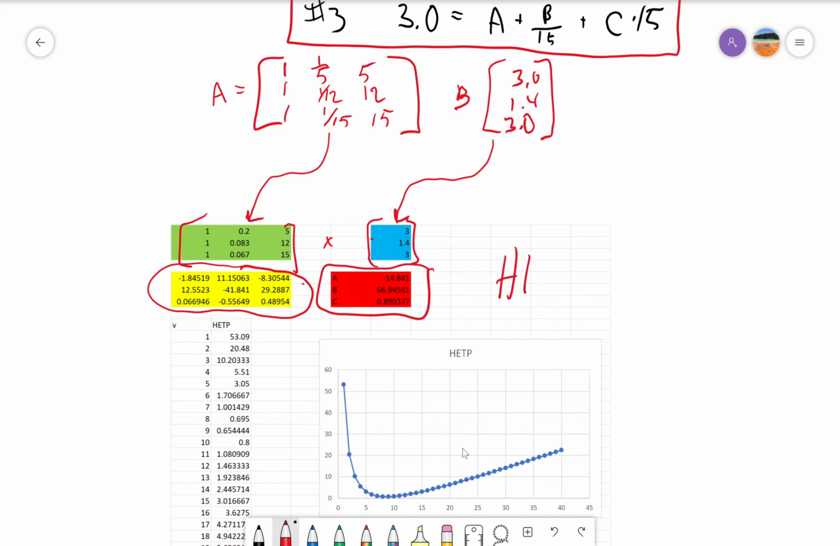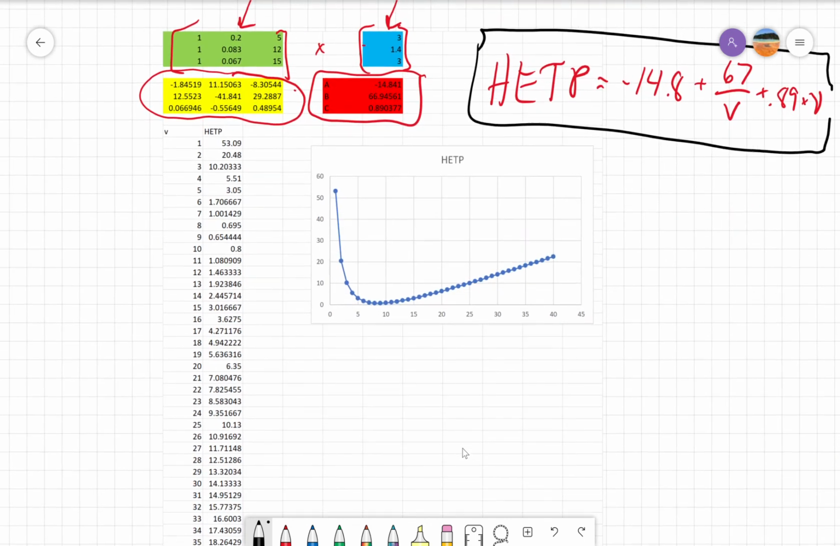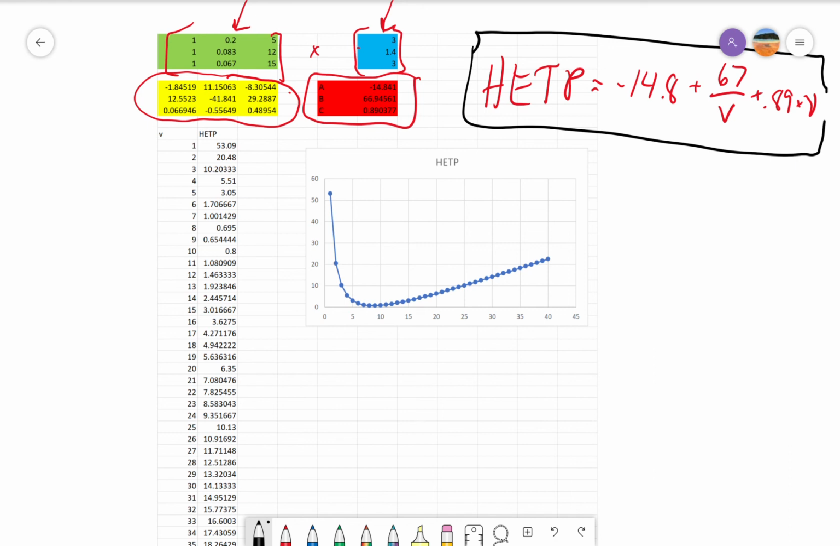From this, we can determine that the Van Deemter equation is the height equivalent of a theoretical plate is the A constant, minus 14.8, plus the longitudinal diffusion effect, which would be the B constant, 67, divided by velocity, plus the mass transfer constant, which would be 0.89 times the velocity. This gives us the equation of the line. So we could actually just have Excel then calculate the different HETPs at the different velocities, and then plot HETP as a function of velocity, and we get what we recognize as the Van Deemter plot.